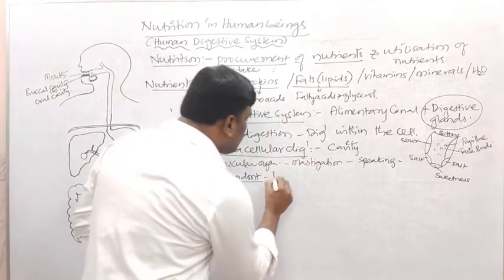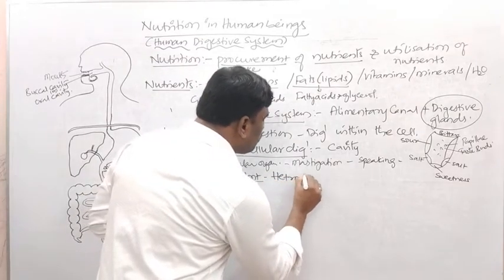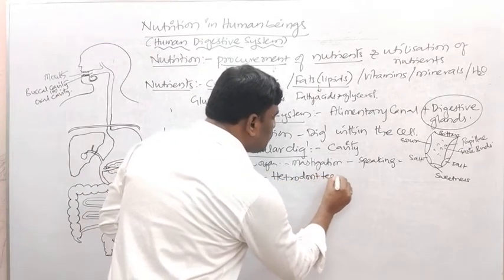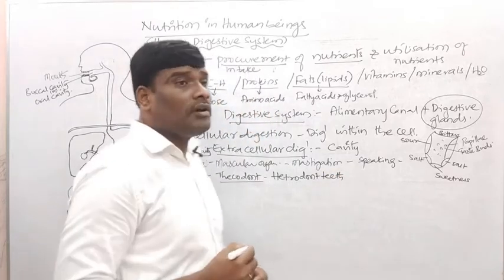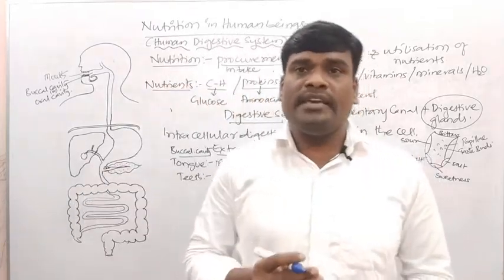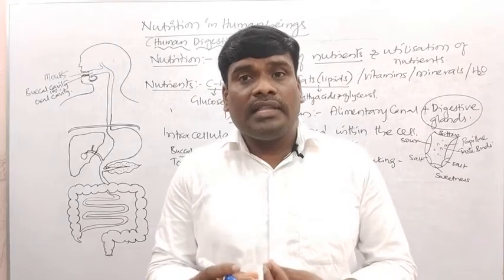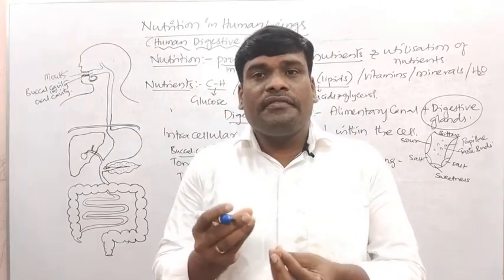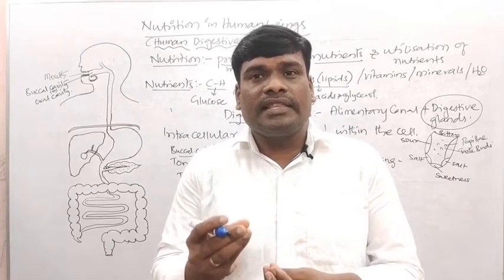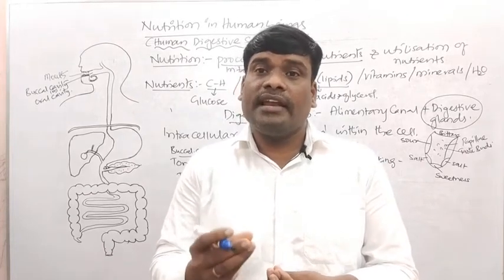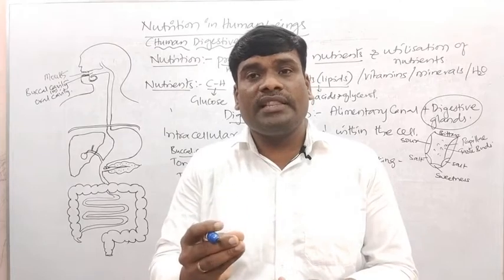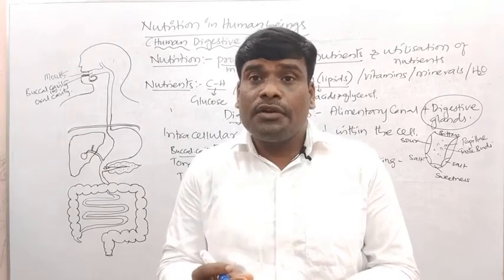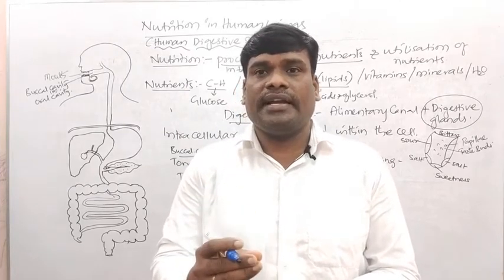And heterodont teeth. So what is this heterodont? Heterodont teeth means in human beings, children, heterodont teeth are seen. That means there are different types of teeth, isn't it? And their function also. The shape of the teeth is different and the functioning of the teeth is also different, isn't it?